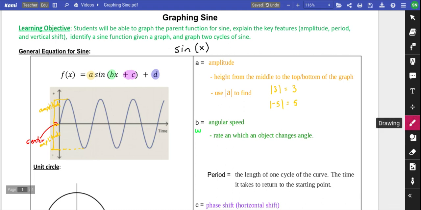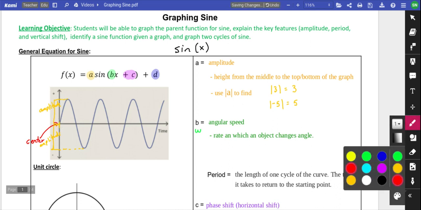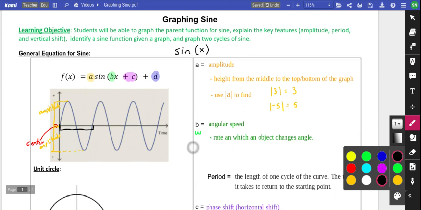So on the graph, let's say we start at time 0. We start here at 0, and then it goes up, starts coming down, goes all the way down, and we are back at 0. So that would be one period. Or if you start at the top, you move until you hit the same height, and that would also be one period.